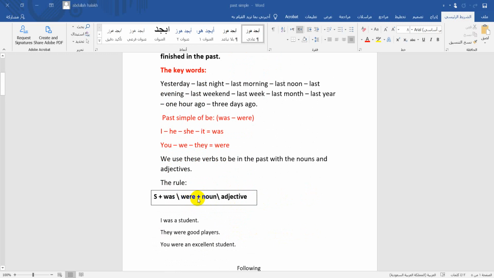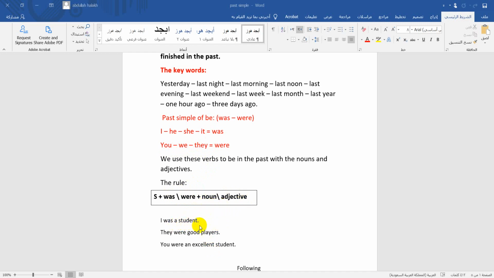The rule القاعدة: subject plus was or were, depends on the subject. If the subject is singular we use was, and if it is plural we use were. Plus noun or adjective. Maybe you can use both of them, noun and adjective, in one sentence. You will find it in the examples.